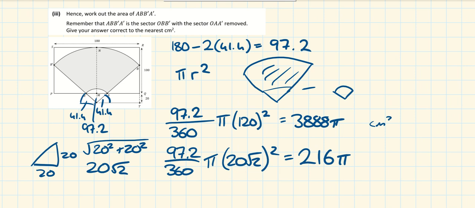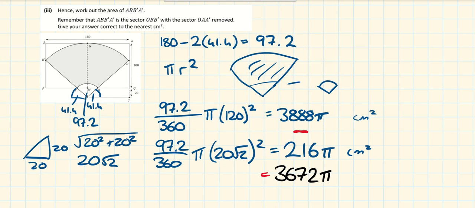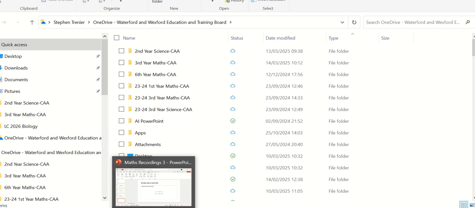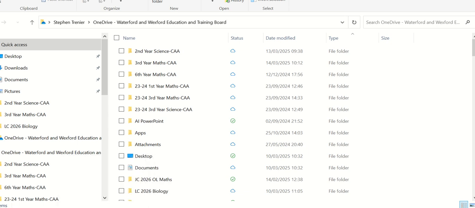Obviously these are centimeters squared, both of them. Okay, so you've got the big bit and you've got the small bit. Simply minus them from each other. So 3888 pi minus that will give you 3672 pi. And just SD it on your calculator. You will end up in centimeters squared with, sorry about that. What has happened there?